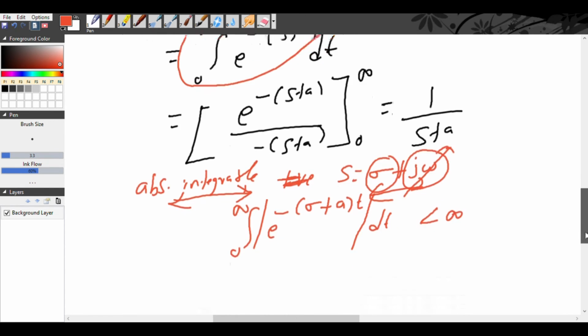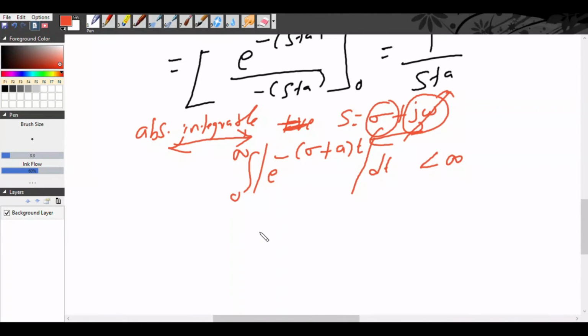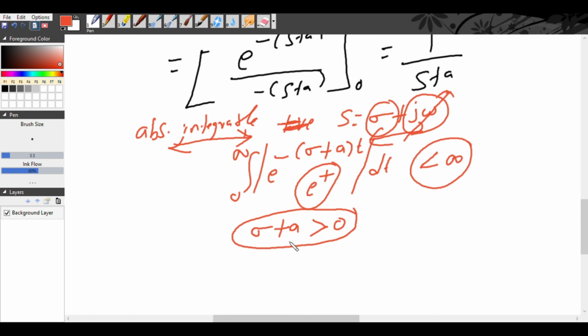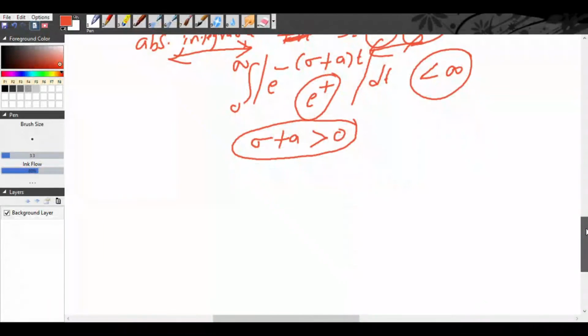So how will this be less than infinity? Only if sigma plus a is greater than 0. If it is less than 0, the exponent becomes positive and that will violate this condition. So if sigma plus a is greater than 0, then the given equation is absolutely integrable, hence the Laplace transform exists.